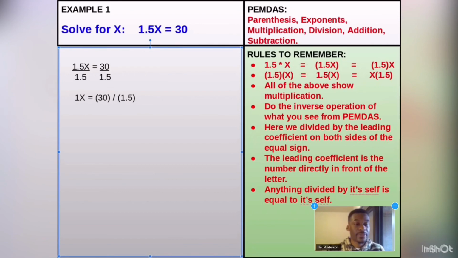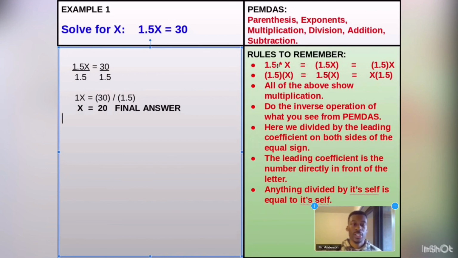Okay? Now you have 1x equals 30 divided by 1.5. In math, 1x is the same thing as x. Always. Okay? You're going to keep your equal sign. And then when you do 30 divided by 1.5 in your calculator, what you end up getting is, hopefully, 20. And this is your final answer. Okay? Now take your time, dissect that. There is a way to check this answer. Maybe I'll do another video for that as well.